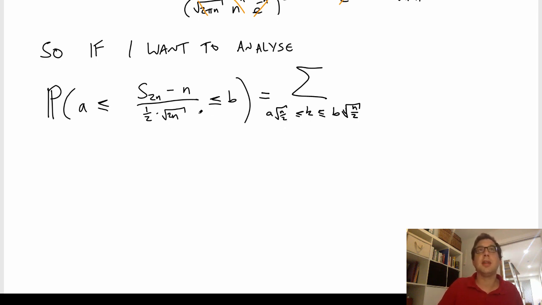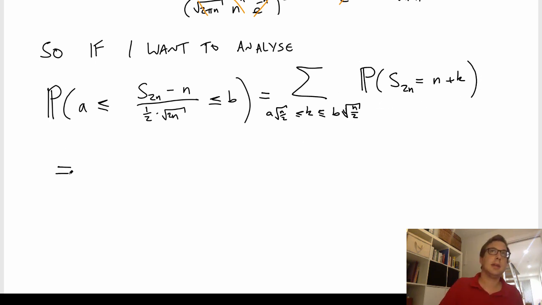Notice if I just multiply this up here, and I'm looking at the probability that Sn equals nk plus k. If I sum up the values of k between here and here, it's the same as summing up these values here. And now I can express that. So this is equal to that same summation.